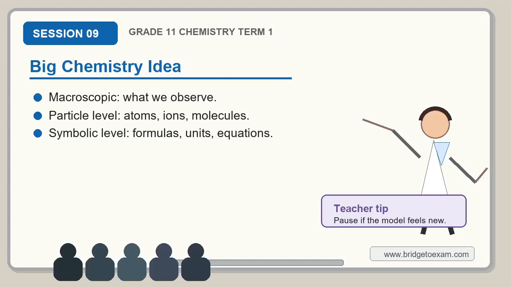First, keep the three chemistry levels together. Atoms are made of a dense nucleus containing protons and neutrons, with electrons occupying regions around the nucleus. The atomic number equals the number of protons and determines the element. Isotopes are atoms of the same element with different numbers of neutrons.